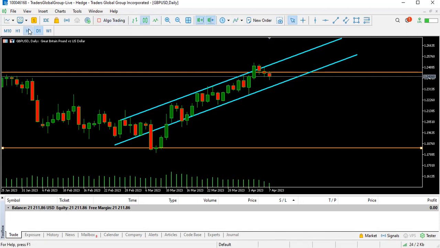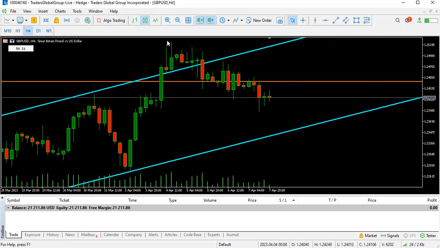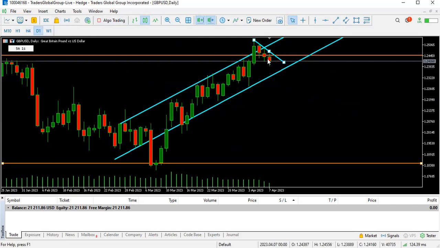Let's go to the 4 hour now. If you just look at this price action from the daily, you will think this is a reversal. I just see 3 red candles and it's coming down, so you believe that probably it's going down to this place.